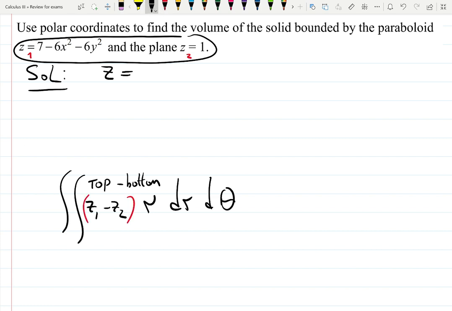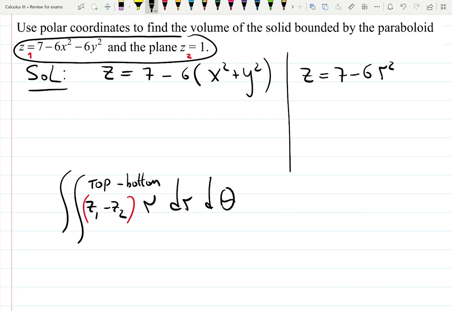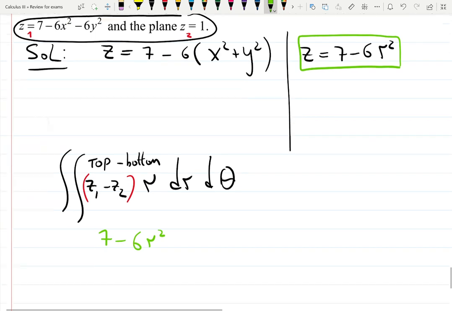Let's convert everything into r if we can. 7 minus, let's factor out minus 6, x squared plus y squared. That can be written as z equals 7 minus 6r squared. Very nice. We found the first one that will go inside over here: 7 minus 6r squared.